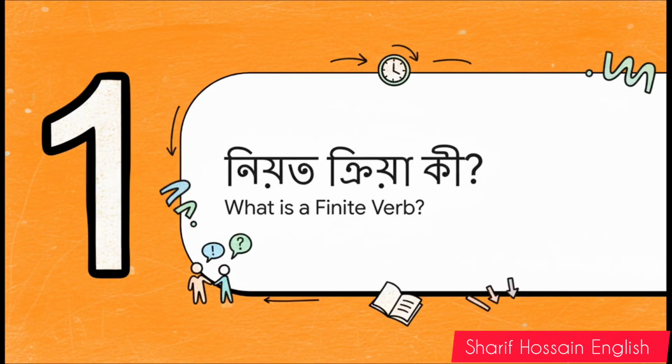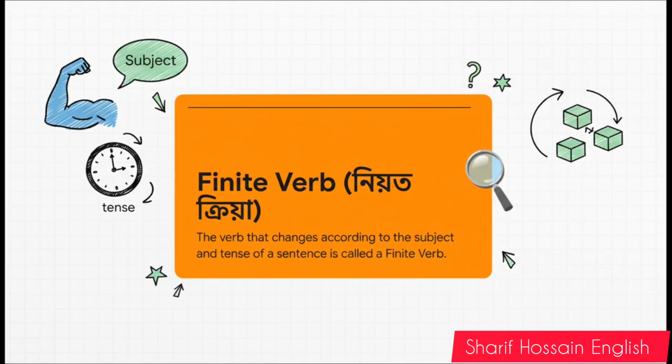So, what in the world is a finite verb? Let's get right to the definition. And there you have it. A finite verb is just a verb that's controlled by two things in the sentence. That's it. First, the subject, who or what is doing the thing, and second, the tense, when the thing is happening. That's the whole secret. It's what makes sure your subject and verb actually match up, which is pretty important if you want your sentences to make sense.